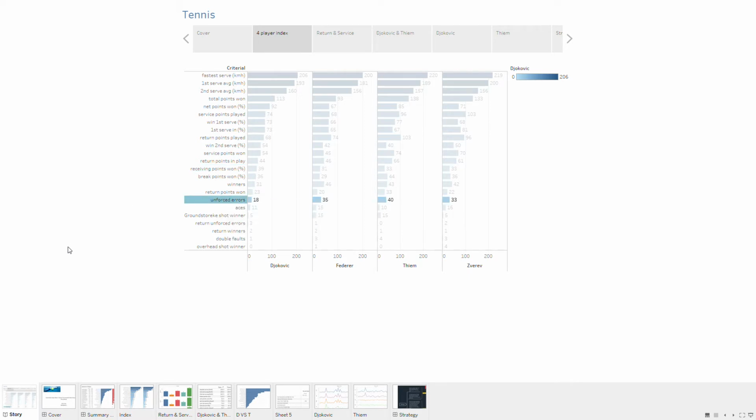The last one is unforced errors. For this index, everyone is different from each other. However, Djokovic has the lowest score, 18, and then Singh got the highest score, 40, which means Djokovic made the fewest mistakes during the previous record of games.